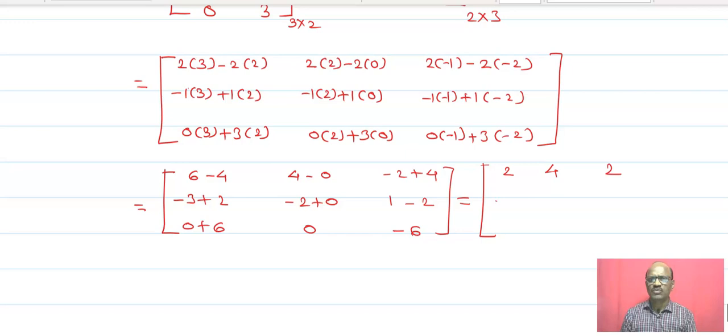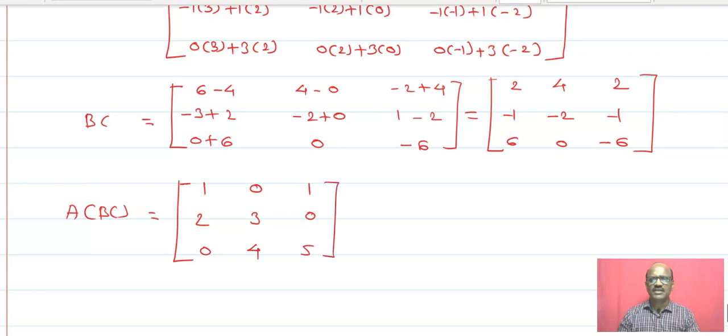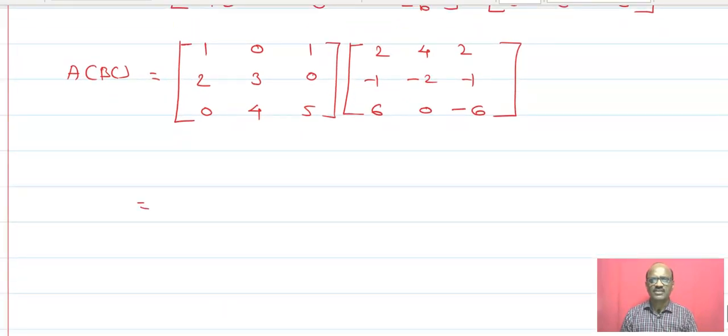That is 2, 4, 2, minus 1, minus 2, minus 1, 6, 0, minus 6. And next is A into BC, that is equal to BC now multiplied with matrix A, and the order of these two matrices is the same here, that is 3 by 3, and their product also has the order 3 by 3.